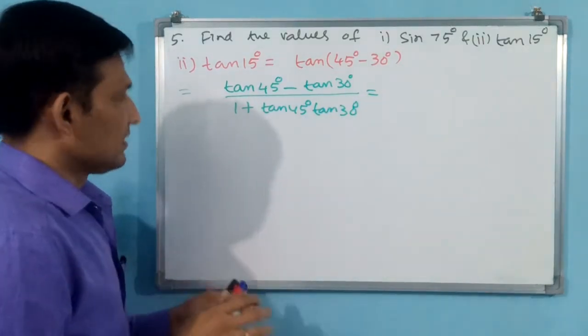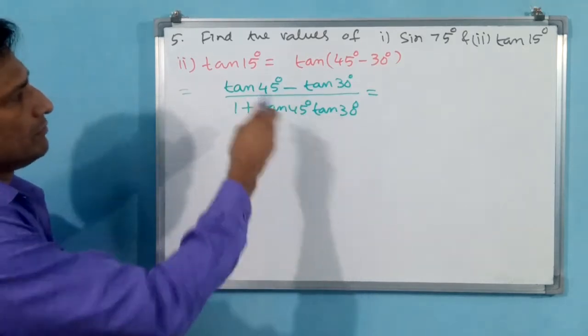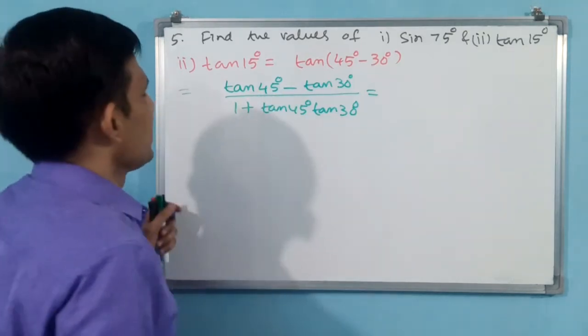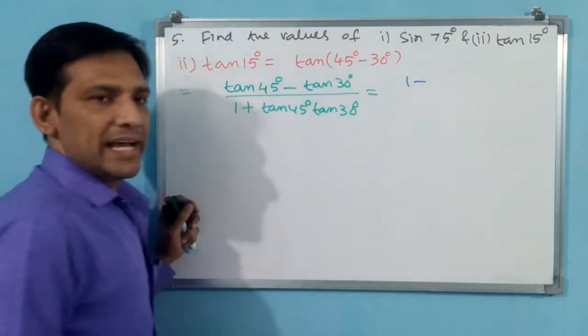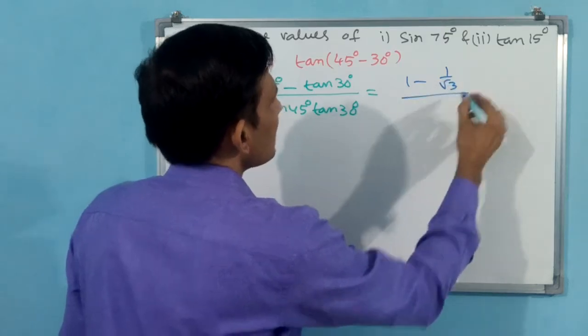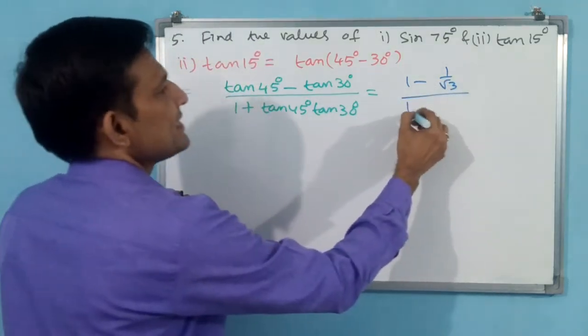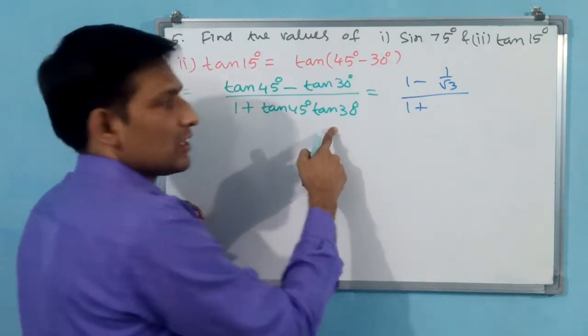Okay? This is the conversion formula. Tan 45 is how much? 1. Tan 30 is how much? 1 by root 3. So 1 plus, see, tan 45 is 1, into 1 by root 3, which is 1 by root 3.